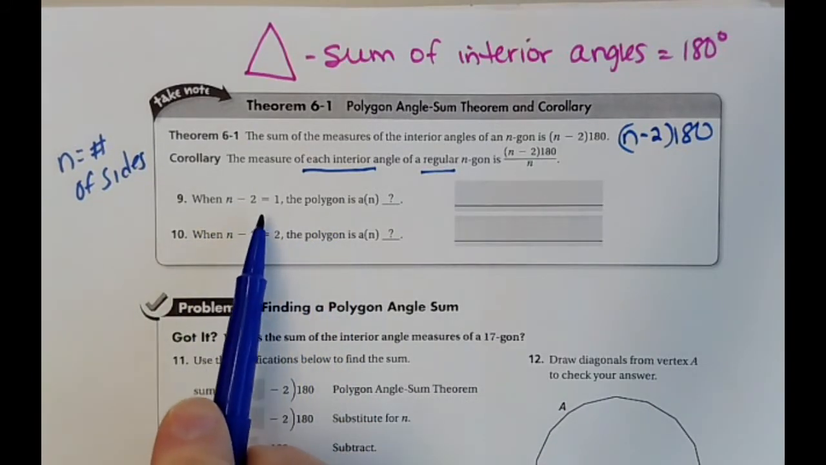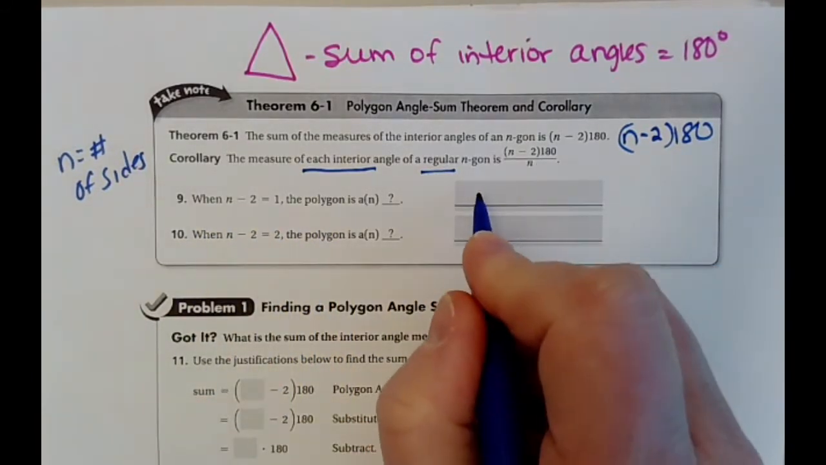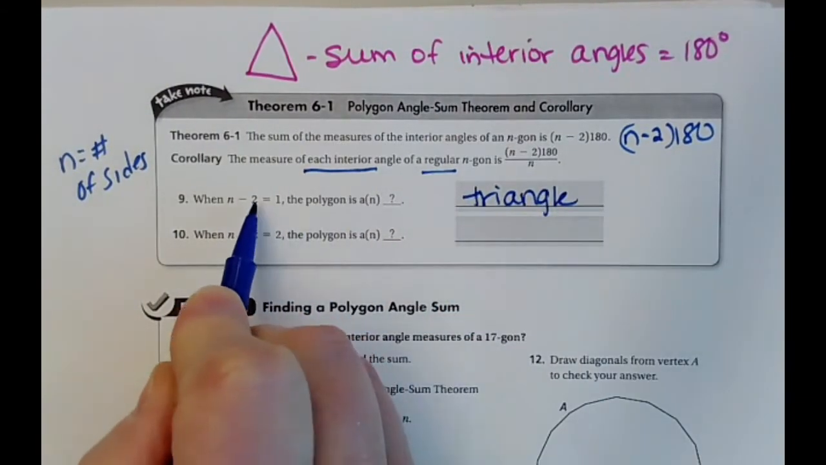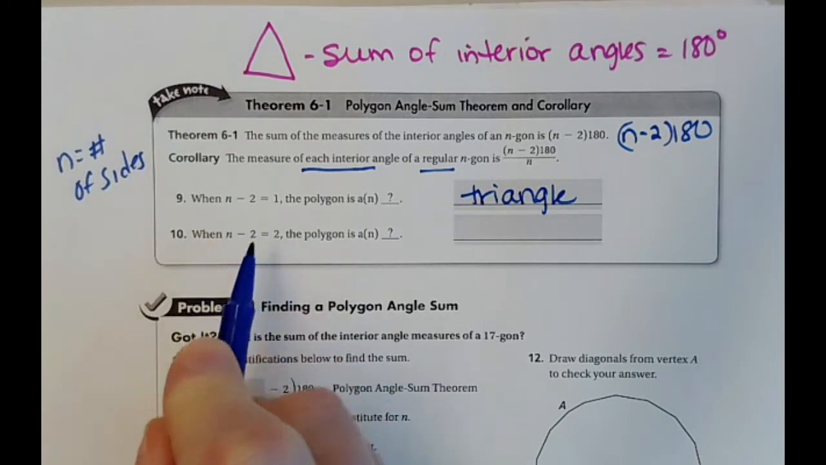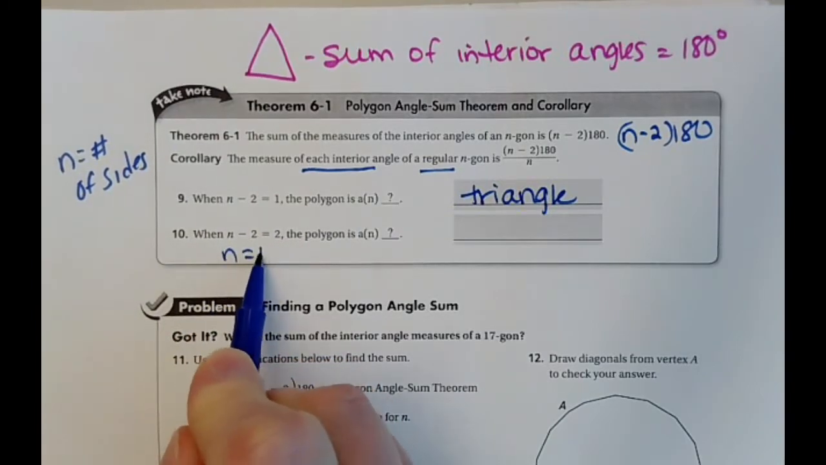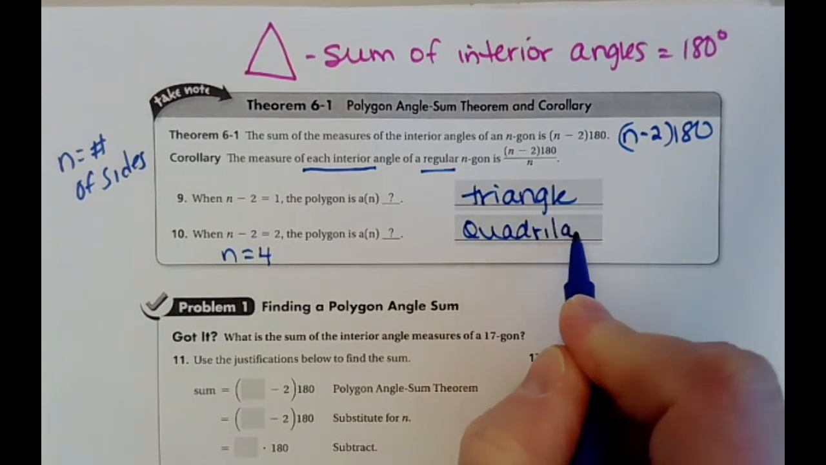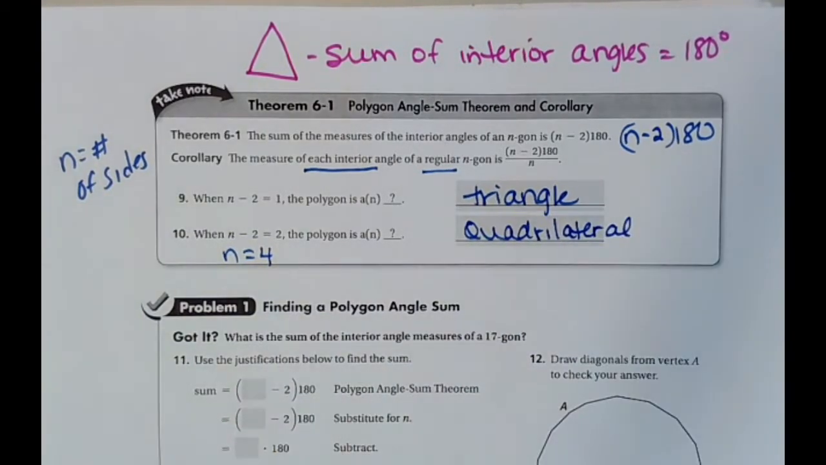When n minus 2 equals 1, that's a triangle, because that means there are 3 sides, since 2 plus 1 is 3. When n minus 2 equals 2, that means n equals 4, so that is a quadrilateral. It could be a square, a rectangle, a rhombus, a kite, or a trapezoid, any of those shapes that have 4 sides.